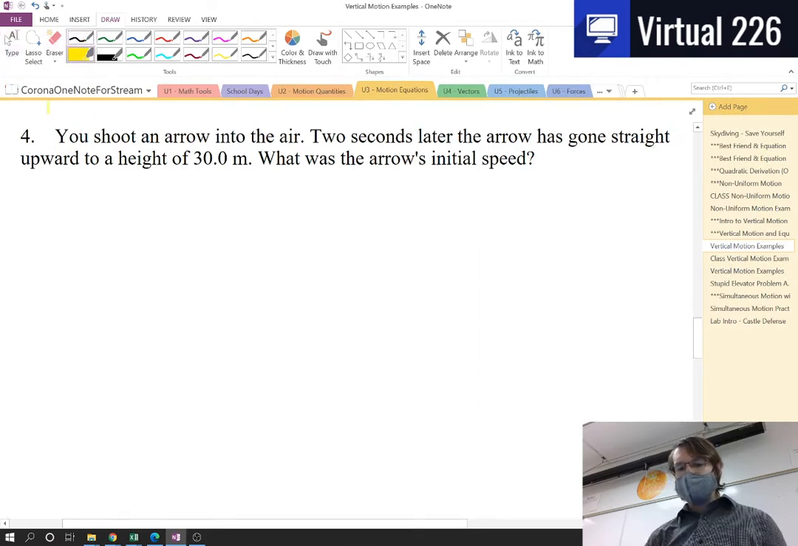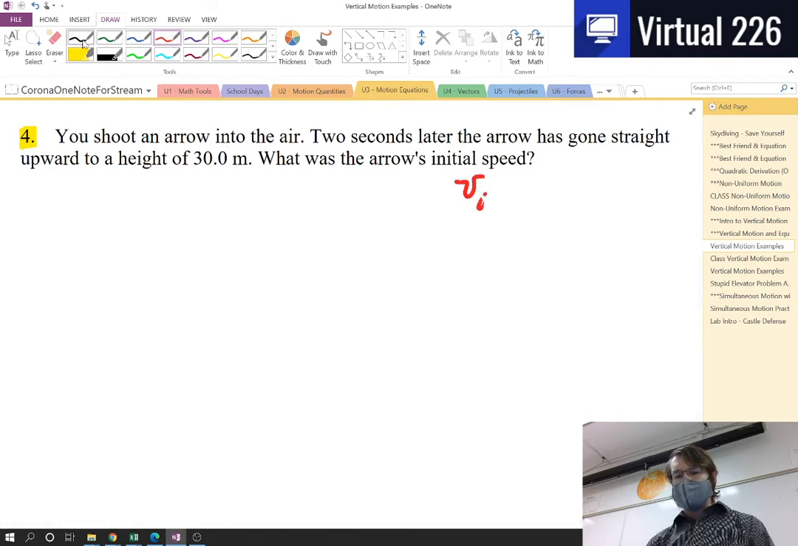Okay, we're back here in Unit 3, looking at C2 vertical motion, problem number 4. In problem 4, we've got a bow and arrow, just like Robin Hood, and we're shooting it straight up into the air. 2 seconds later, the arrow's gone straight up to a height of 30 meters, and we're looking for the arrow's initial speed. So we're actually looking for VI here.